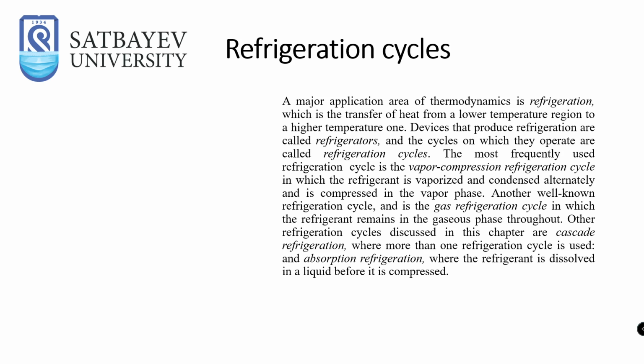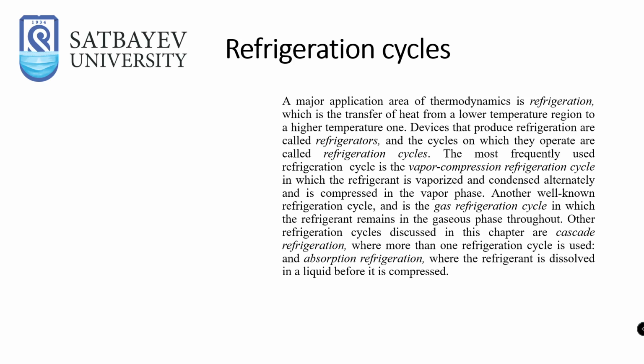A major application area of thermodynamics is refrigeration, which is a transfer of heat from a lower temperature into a higher temperature one. Devices that produce refrigeration are called refrigerators, and the cycles on which they operate are called refrigerating cycles. The most frequently used refrigerating cycle is the vapor compression refrigerating cycle, in which the refrigerant is vaporized and condensed alternately and is compressed in the vapor phase. Another well-known refrigerating cycle is the gas refrigerating cycle, in which the refrigerant remains in the gaseous phase throughout.